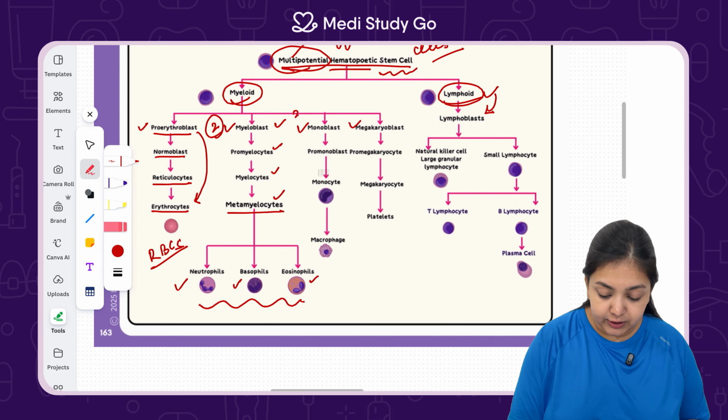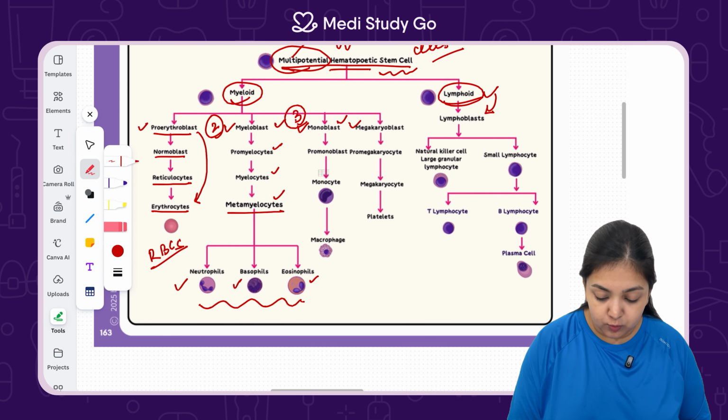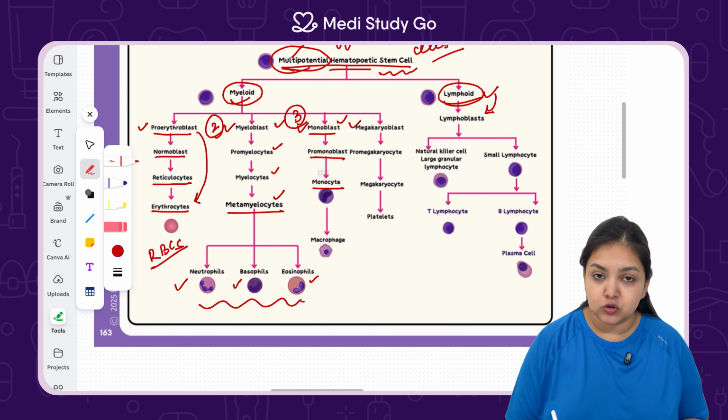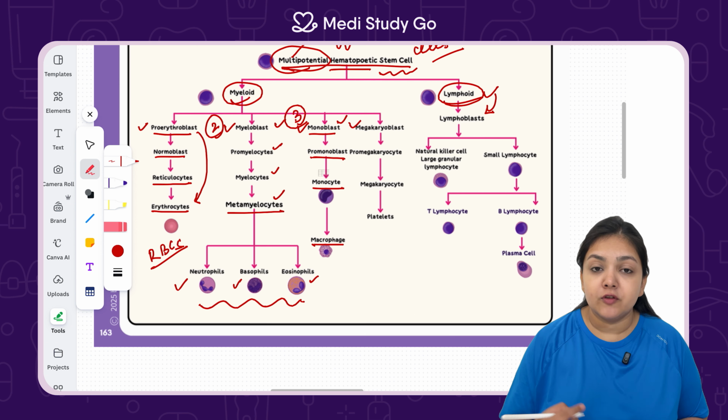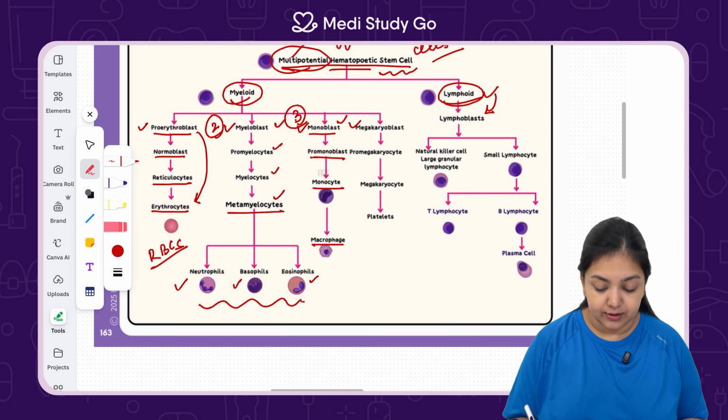Coming to the third lineage over here is monoblast, and we know monoblast forms macrophage. So monoblast, promonoblast, monocyte, and lastly macrophage. We always say that in inflammation, monoblasts come and they differentiate into macrophage whenever required.